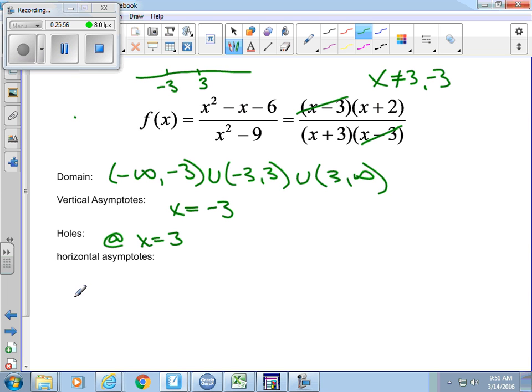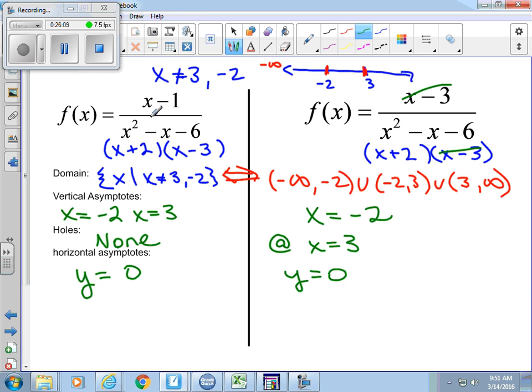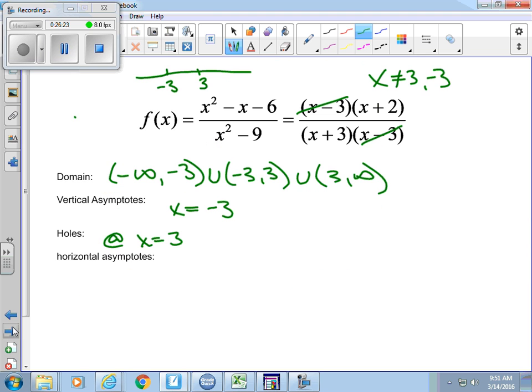The hole and the vertical asymptote both are what make the denominator 0. The holes are the ones that cancel. The vertical asymptotes are the ones that don't. Did that make sense? So if I go back to this slide, this one had 2 vertical asymptotes at both pieces. This one, since the x minus 3 canceled, the -2 was a vertical asymptote, but the 3 was a hole. That makes sense. What about the horizontal asymptote?